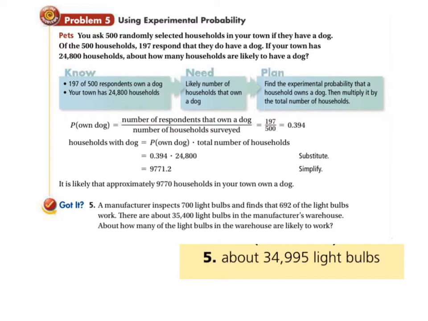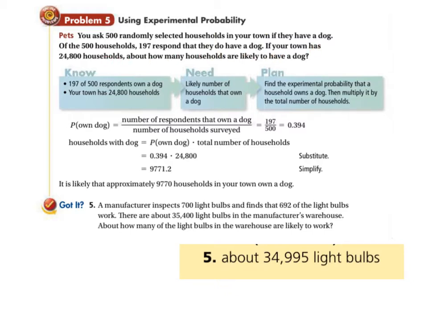So, more fun with experimental probability. You ask 500 randomly selected households in your town if they have a dog. Of the 500 households, 197 said they have a dog. So again, that's the sample, right? If your town has 24,800 households, about how many are likely to have a dog?